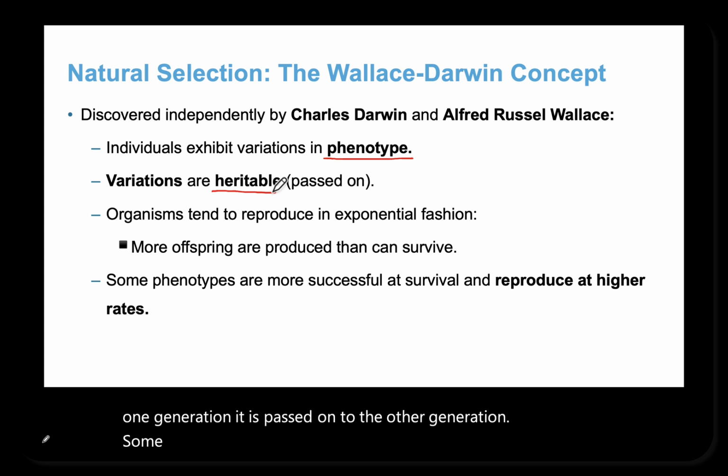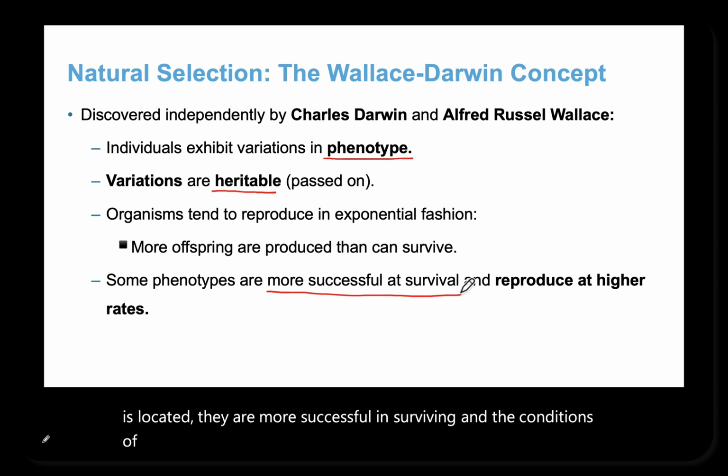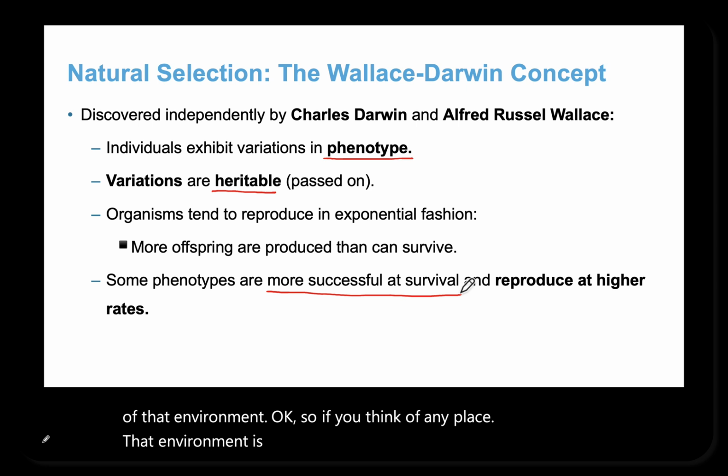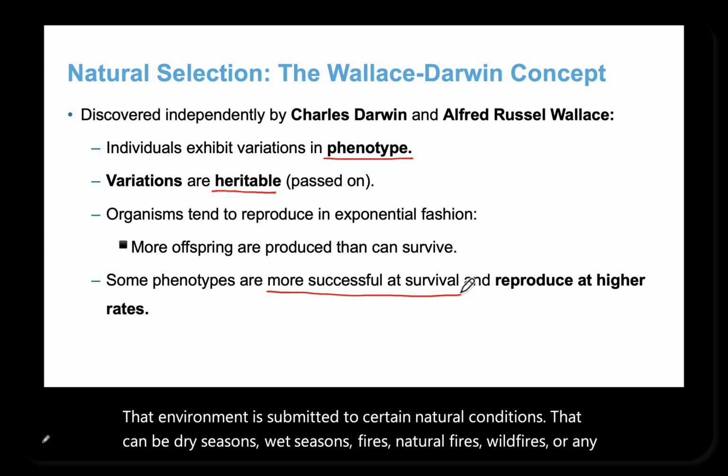Some of the phenotypes in that environment where the population is located are more successful in surviving the conditions of that environment. Okay? So if you think of any place, that environment is subjected to certain natural conditions. That can be dry seasons, wet seasons, fires, natural fires, wildfires, or any other natural event.